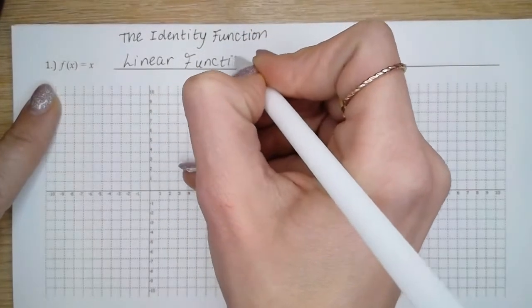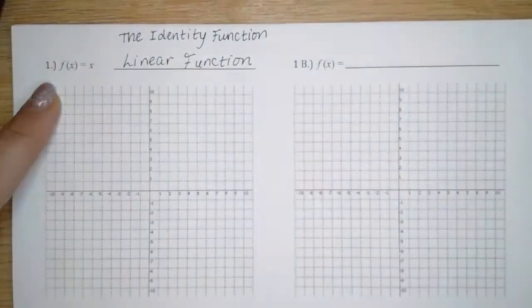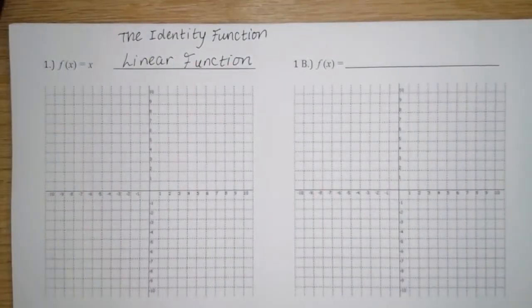Linear, obviously referring to the fact that it's a line. So f of x is equal to x. Next, when I go ahead and graph this line, I'm going to use purple right here.